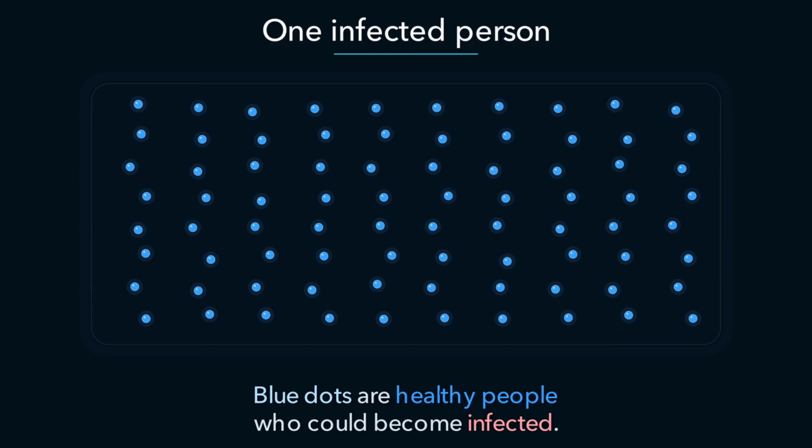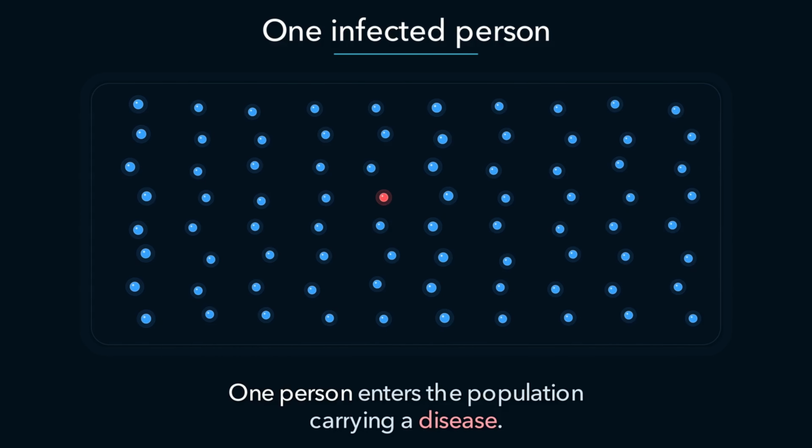Let's begin with a simple population. Blue dots are healthy people who could become infected. One person enters the population carrying a disease. That person meets other people. Some contacts do nothing, but occasionally the infection spreads. One infected person creates another. Then those two people can infect others.